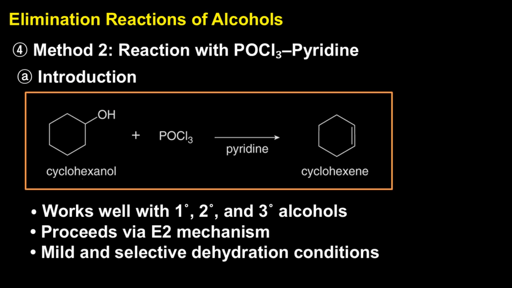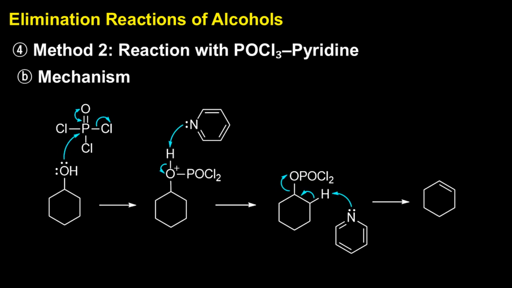Now let's look at a much more practical method, reacting alcohols with POCl₃ and pyridine. This works well for primary, secondary, and tertiary alcohols. Instead of using strong acid or high heat, it offers a milder and more selective way to do elimination. It follows an E2 mechanism, so there's no carbocation ion and no rearrangement, which is a big advantage. Overall, it's a cleaner and more reliable method, especially when you want to avoid the issues that come with acidic conditions. Let's break down how POCl₃ pyridine elimination works.